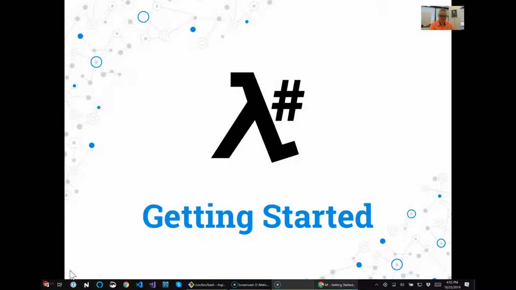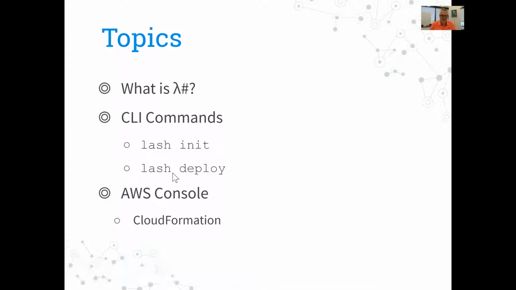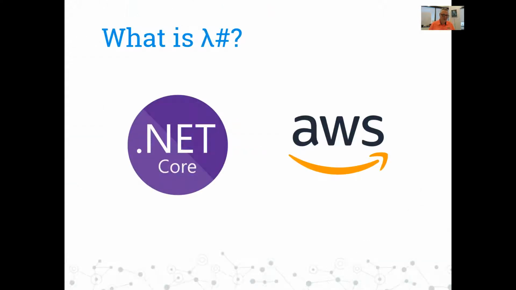Let's get started. The things I'd like to cover are a little bit of background story for why we created LambdaSharp, the commands you need to initialize your environment and deploy your first LambdaSharp module, and then a look behind the scenes in the AWS console to see how this module looks in CloudFormation where it was deployed. So first, why LambdaSharp?